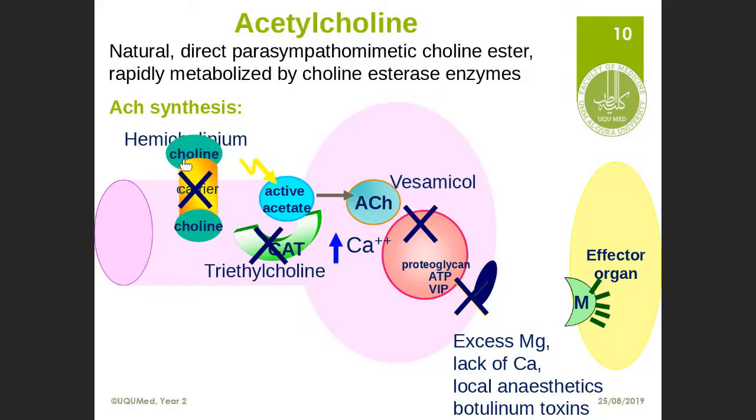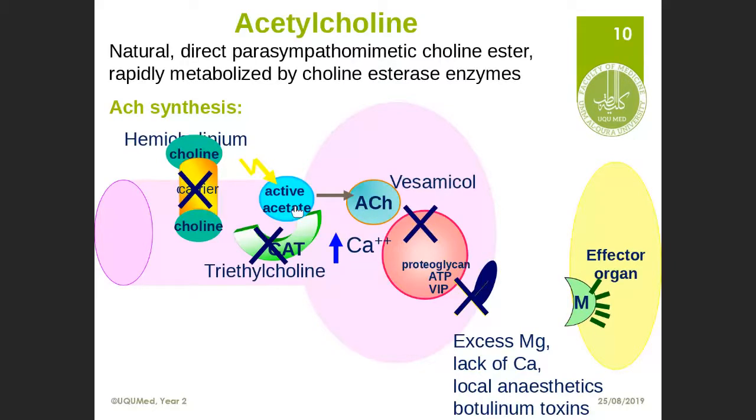When choline comes inside the nerve termini, it binds with active acetate in the presence of one enzyme called CAT. CAT means choline acetyl transferase. This enzyme is very important to make a binding between choline and active acetate to synthesize acetylcholine. If this enzyme is not present, then choline is here, active acetate is here, but there is no synthesis of acetylcholine.